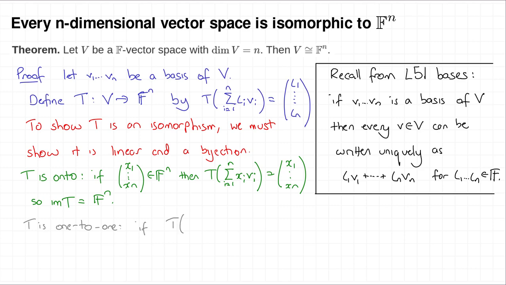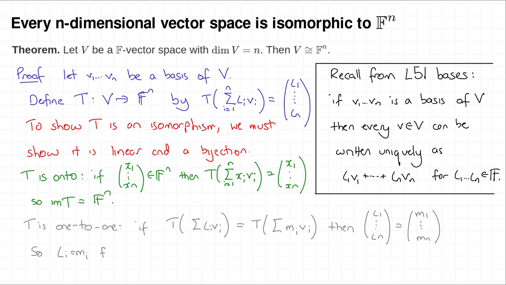Well, if you have two vectors, let's say the first one is equal to the linear combination L1 v1 plus L2 v2 and so on, and the second one is equal to the linear combination M1 v1 plus M2 v2 and so on, and their images under T are equal, then that means that the vector L1 down to Ln is equal to the vector M1 down to Mn. So actually, if those two column vectors are equal, then Li is equal to Mi for all i. So the sum of the Li vi's is actually precisely the same as the sum of the Mi vi's. That means that T is 1-to-1. So the only thing left is to show that T is linear, which we're going to do on the next slide.